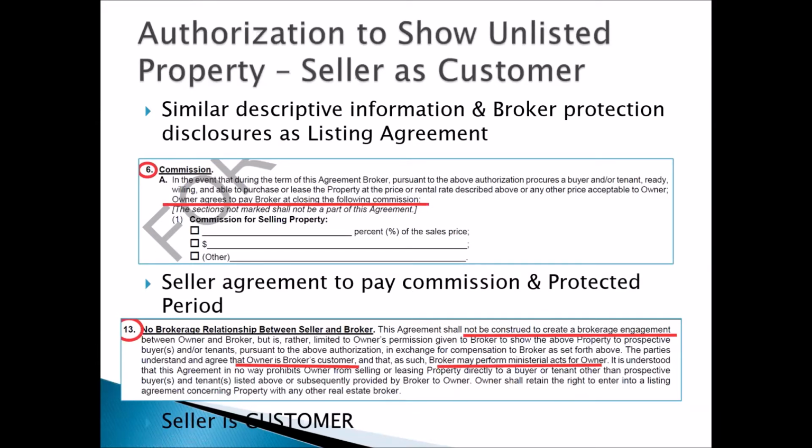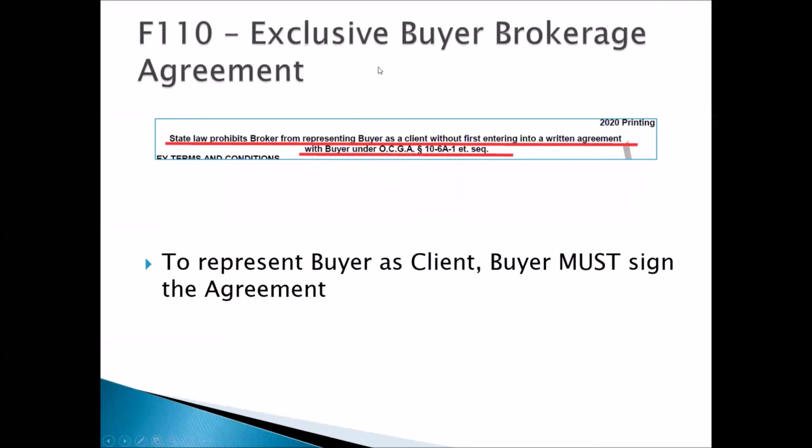Okay, we finished with the seller exclusive listing agreement. We talked about working with the seller as a customer, period. Now we're moving on to the exclusive buyer brokerage agreement. Okay, now we're back on track. So now we're talking about the buyer brokerage agreement.